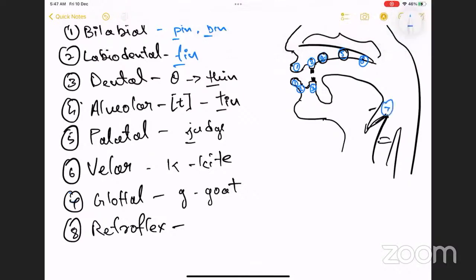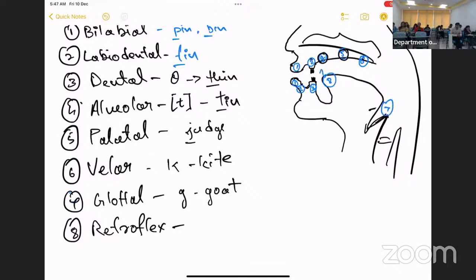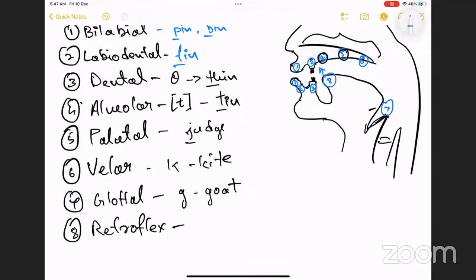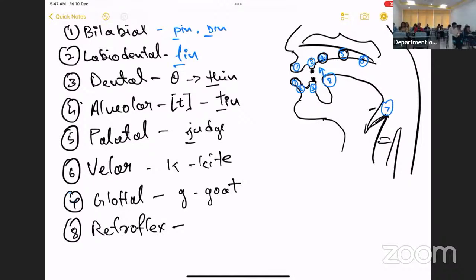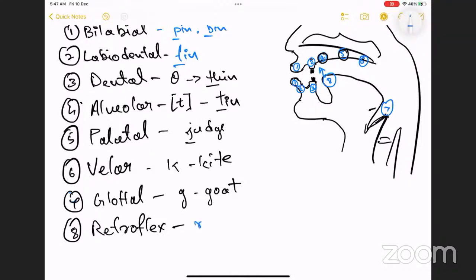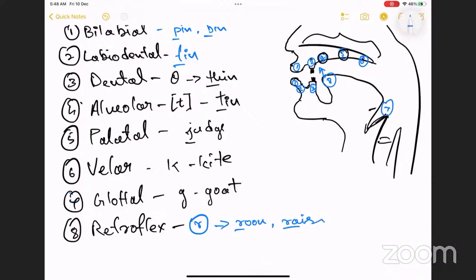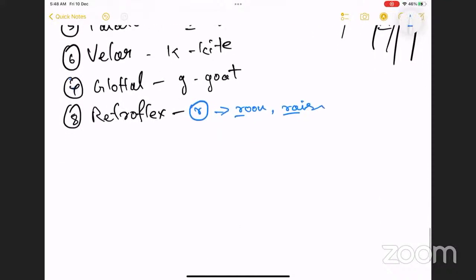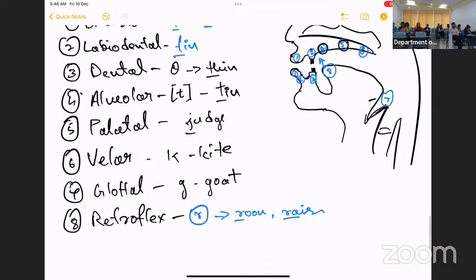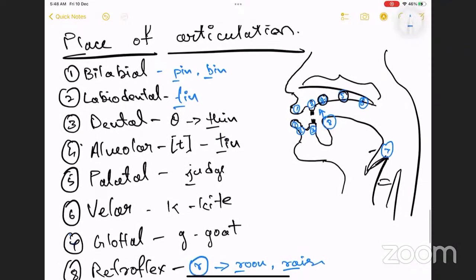So here you have the glottal, and then you have the retroflex, where the tongue touches the upper part. It touches the alveolar ridge or slightly behind the alveolar ridge, and you have the r sound, like room, raisins, etc. Is it clear till here, everyone? Yes. Okay. So these are your places of articulation.